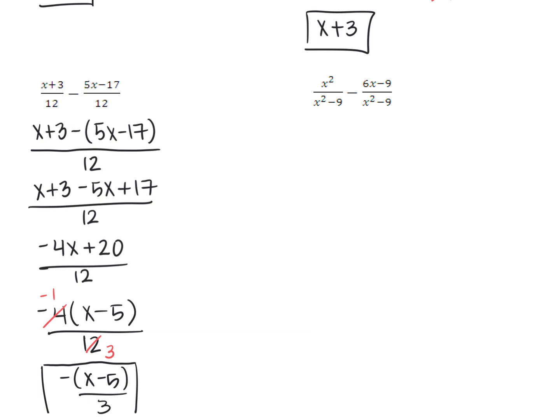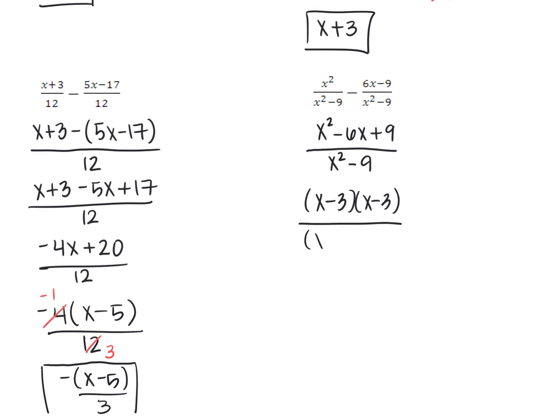Our next example, x squared over x squared minus 9 minus 6x minus 9 over x squared minus 9. It's going to become x squared minus 6x plus 9, because I am going to distribute that negative to both terms, all over x squared minus 9. I want to factor my numerator and denominator here. In my numerator, I'm looking for numbers that multiply to 9 and add to negative 6. That's going to be negative 3 and negative 3. And in my denominator, x squared minus 9 is a difference of squares, so it factors as x plus 3, x minus 3.